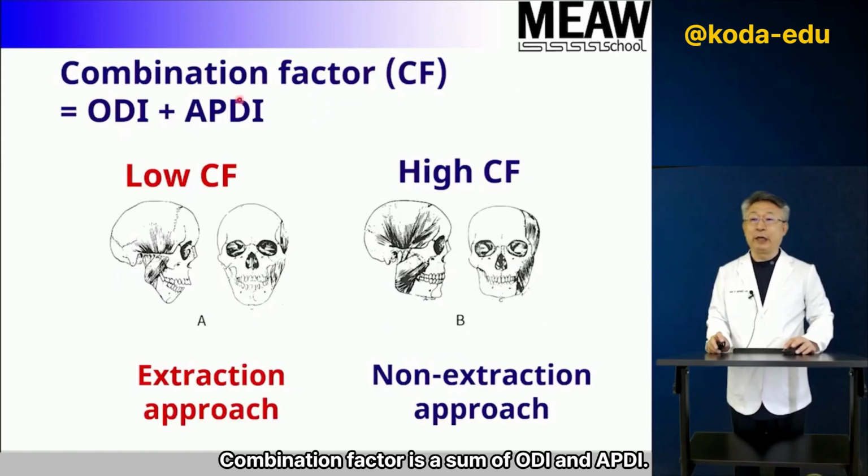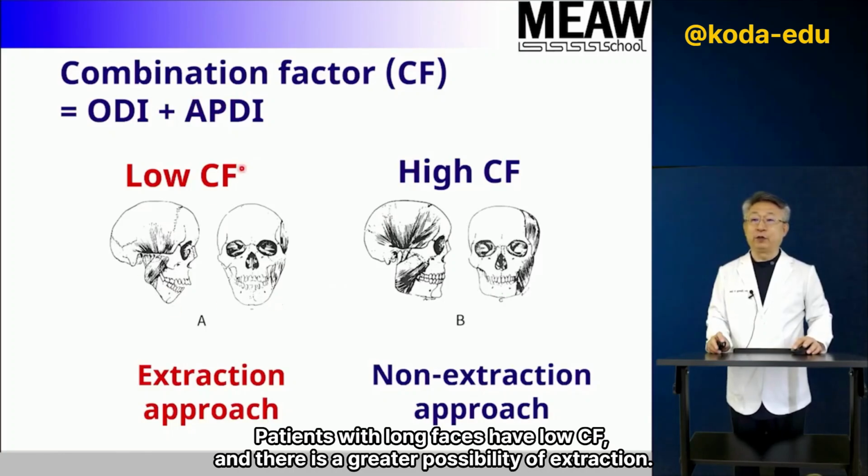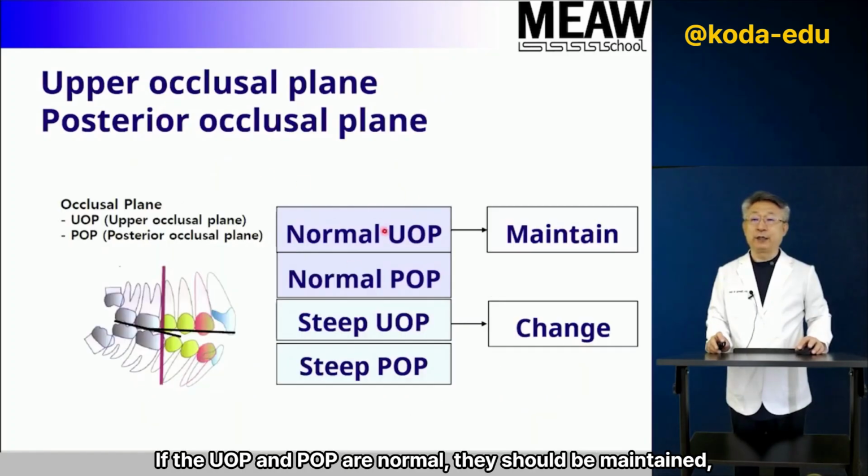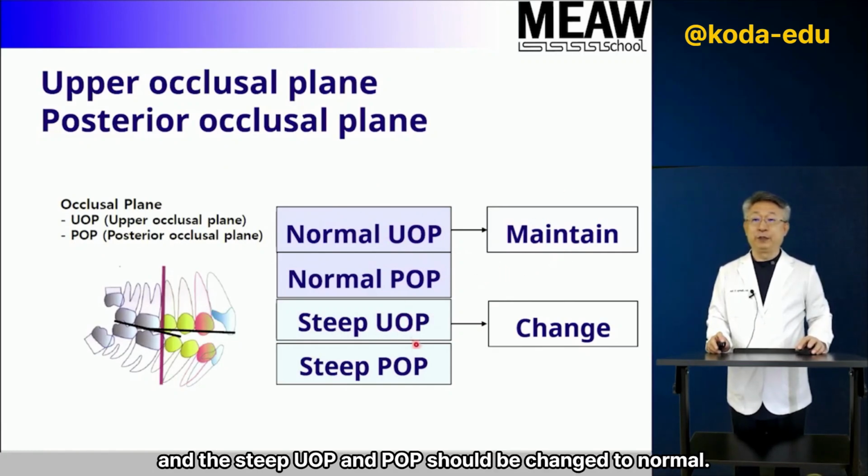Combination factor is a sum of ODI and PDI. Patients with long faces have low CF, and there is a greater possibility of extraction. On the other hand, patients with round faces have high CF, and the likelihood of non-extraction approach increases. If the UOP and POP are normal, they should be maintained. And the steep UOP and POP should be changed to normal.